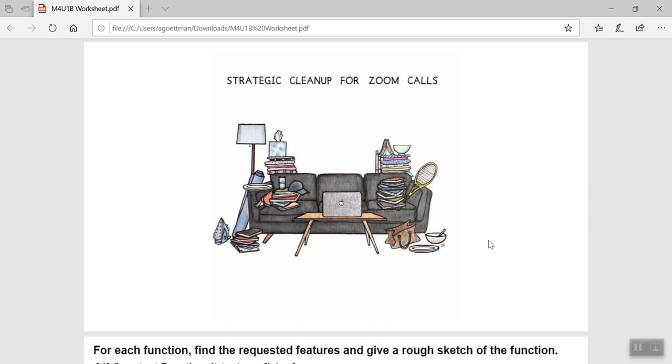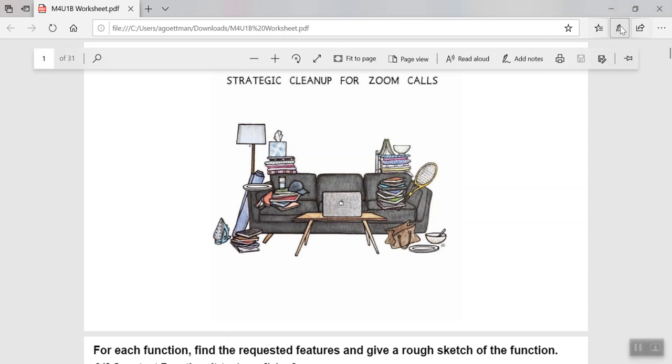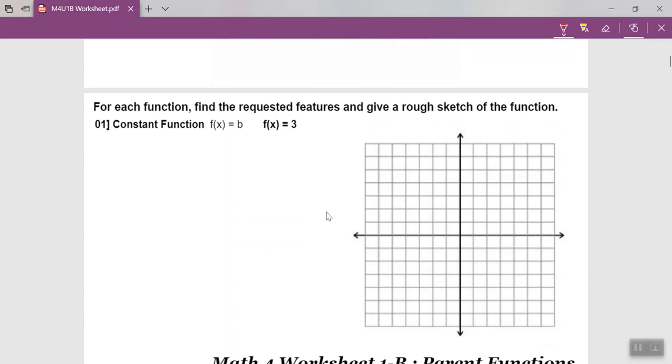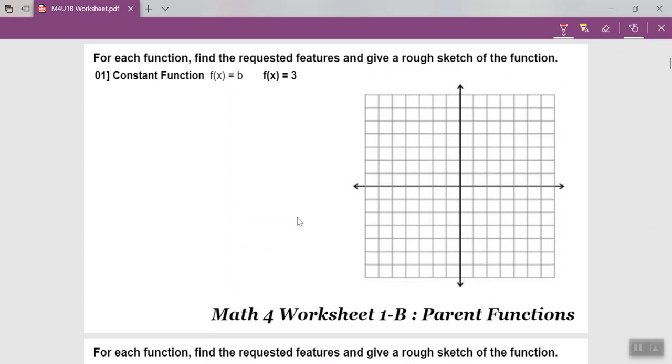Okay, this would be the worksheet for 1B in the Math 4 course. And we're going to look at these problems. Problem 1, we're supposed to give a sketch of the problem and then find the requested features down below.